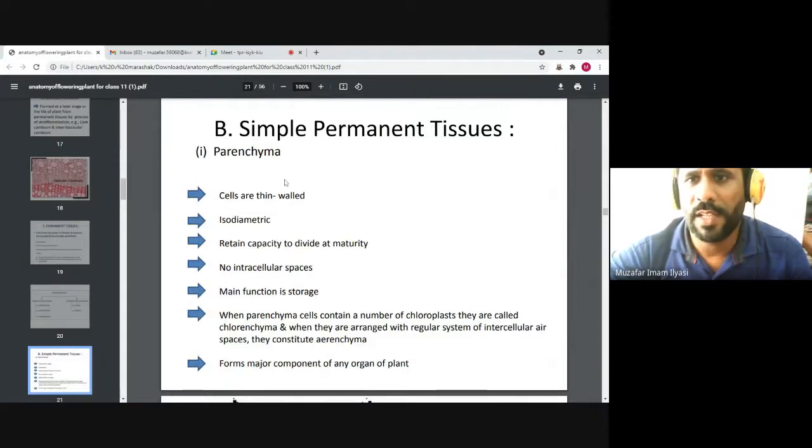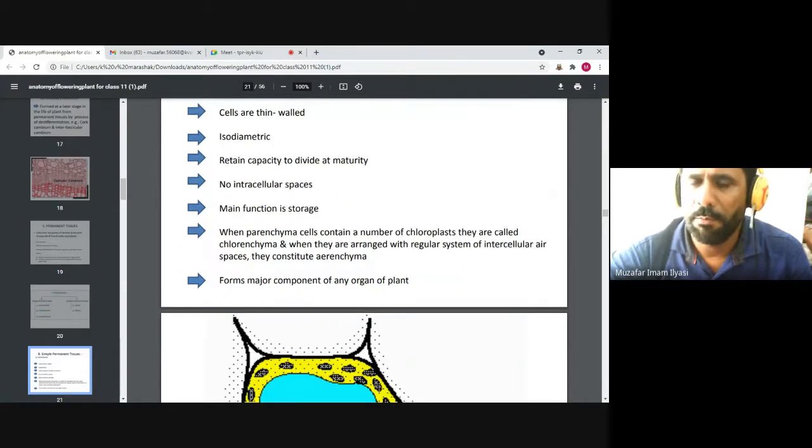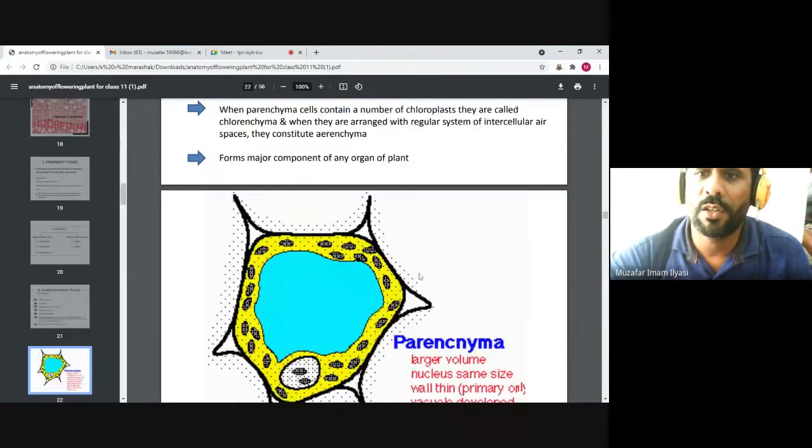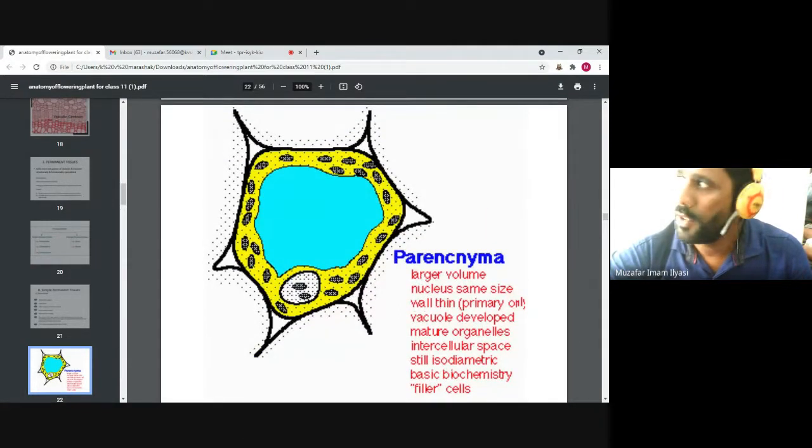See here about the parenchyma. Parenchymatous cells are thin-walled, isodiametric, retain the capacity to divide at maturity, have no intercellular spaces, and their main function is storage. When parenchyma cells contain a number of chloroplasts, they are called chlorenchyma. When they are arranged with a regular system of intercellular air spaces, they constitute aerenchyma. It forms a major component of any organ of plants. You can view this diagram and save the observation in your mind.